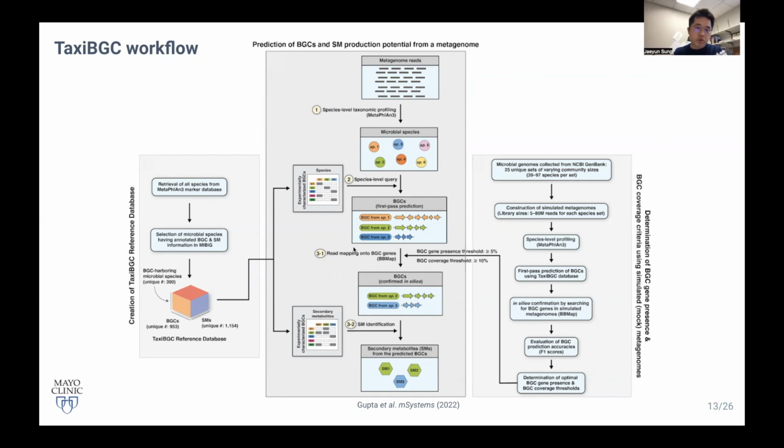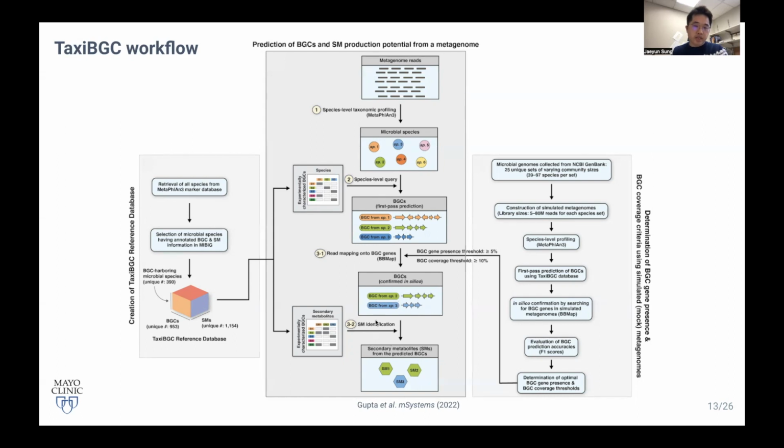And then in step 3.1, TaxiBGC does read mapping on the BGC genes in the metagenome to confirm in silico that the predicted BGCs are indeed there. For this read mapping step, we use 2 thresholds that eventually determine the presence of a BGC gene and the presence of an entire BGC. I'll talk about this a bit later, but these thresholds were determined by benchmarking on simulated metagenomes of known community composition. At the end of this step, we get a final list of BGCs.